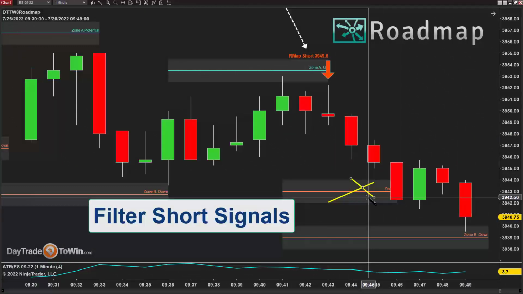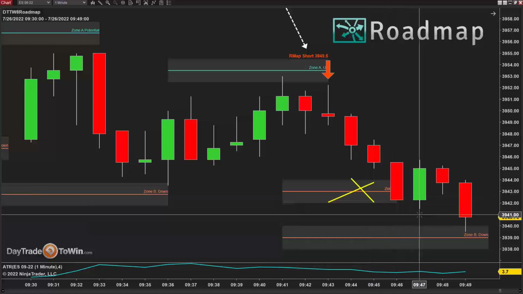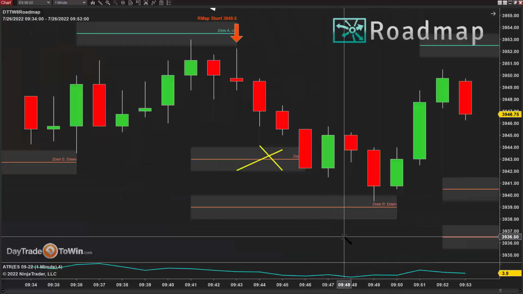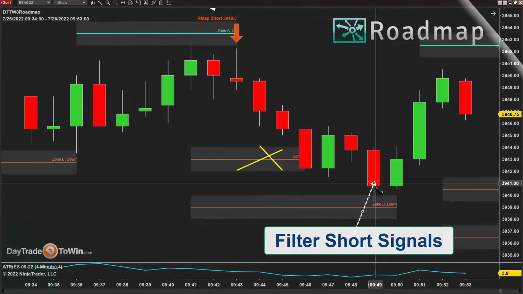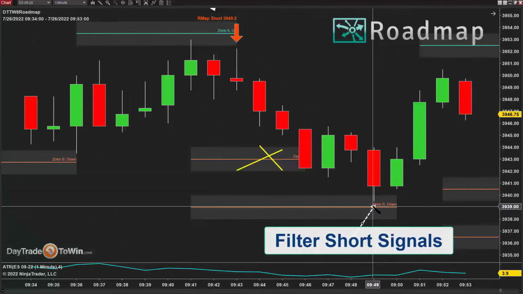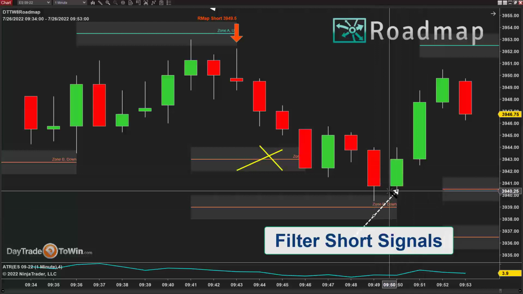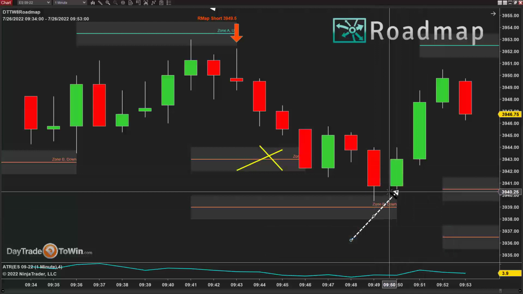We're no longer considering this area as support. It's the next zone that matters. And the next zone appears here. It lands in the zone, no short trades, and what happens? It reverses.